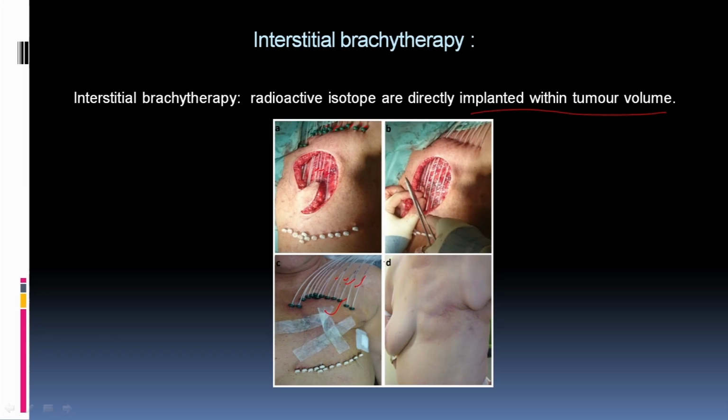You can see that this is a very skillful procedure, and we need to be very accurate in applying all these applicators. As we are treating human beings, for their betterment we need to be very accurate and very cautious, so that there are no hazards or complications for the patients. And you can see this is the final result of our brachytherapy treatment.